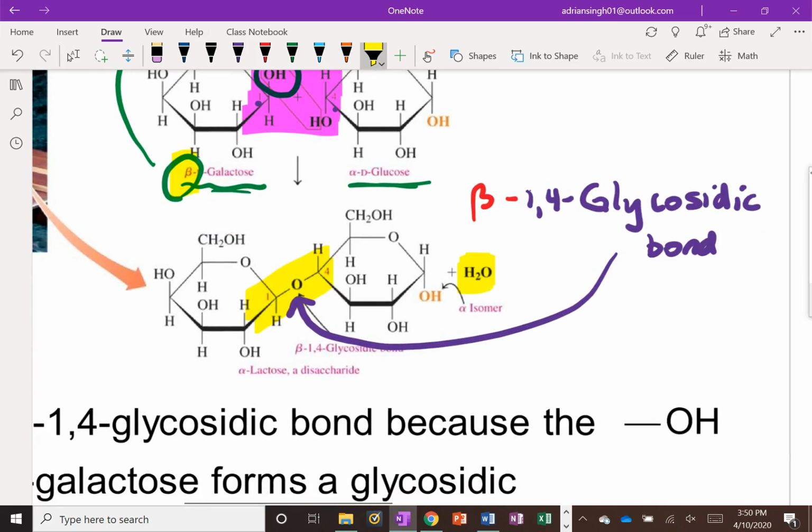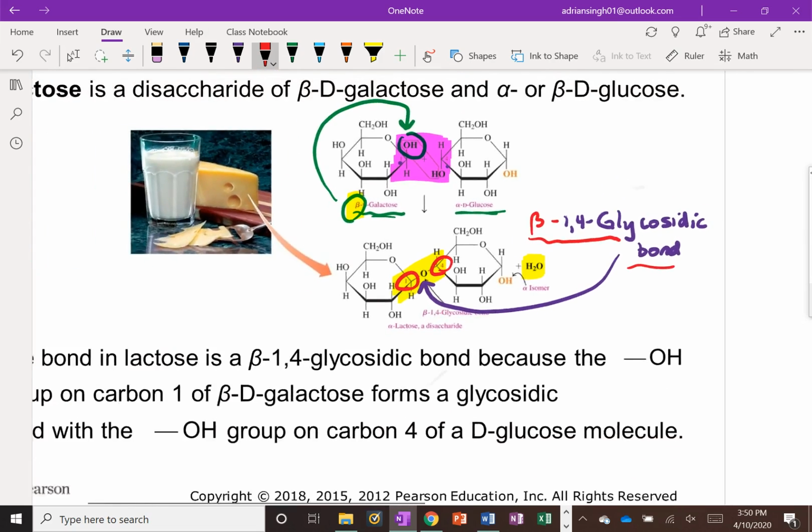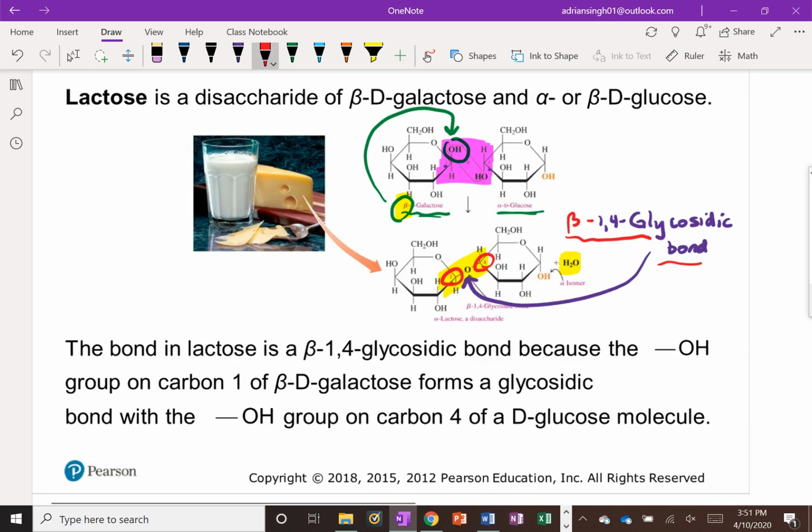All right, so a glycosidic bond, we're connecting two sugar units together. Specifically, we are connecting carbon 1 to carbon 4, and we use the beta isomer of galactose, so we call it the beta 1,4 glycosidic bond. All right, so lactose is a disaccharide molecule.